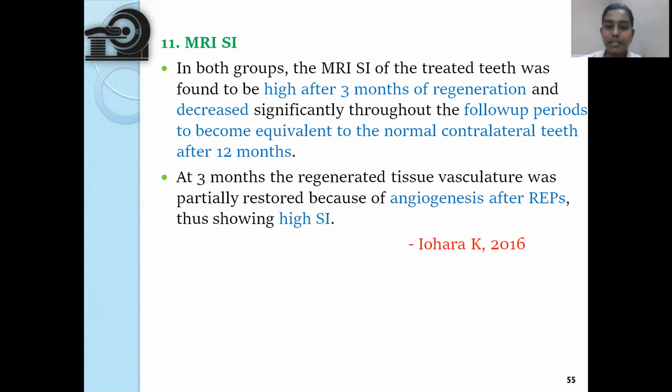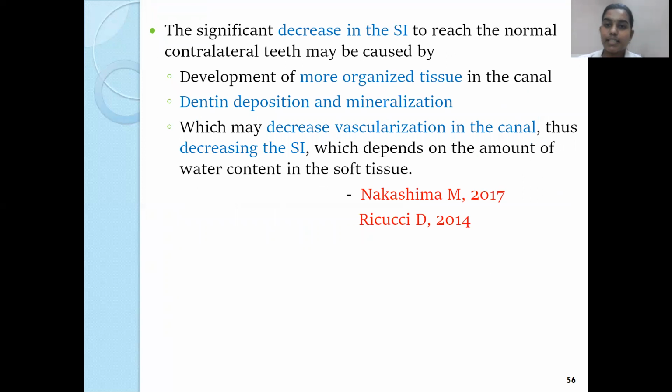At 3 months, the regenerated tissue vasculature was partially restored because of angiogenesis after the regenerative procedure, thus showing high signal intensity, by Iohara et al. The significant decrease in the signal intensity to reach the normal contralateral teeth may be caused by development of more organized tissue in the canal, dentin deposition and mineralization, which may decrease vascularization in the canal, thus decreasing the signal intensity, which depends on the amount of water content in the soft tissue, by Nakashima et al. and Ricucci et al.